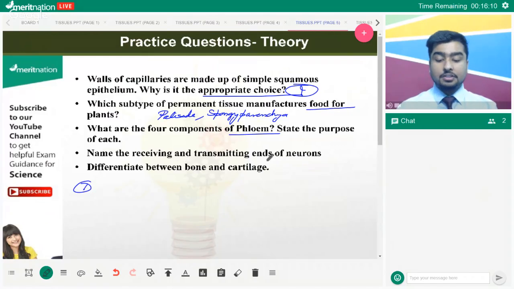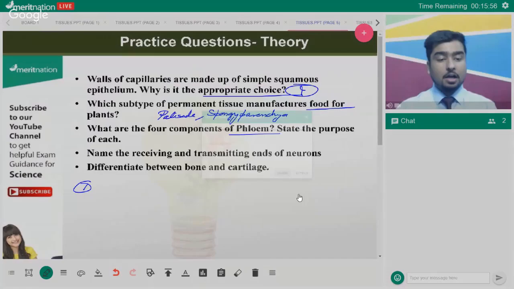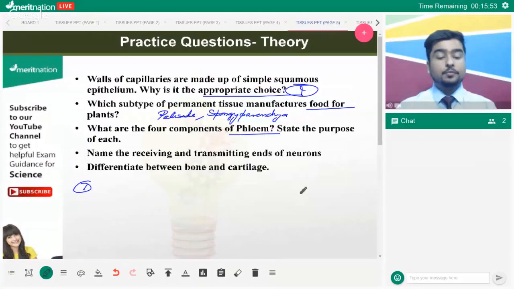And name the receiving and the transmitting ends of neurons. So the receiving end is a dendrite, as you have answered correctly, and the transmitting end is the axon. Chlorenchyma. Okay, see Vardhan, chlorenchyma is just a special name given to a parenchyma which performs photosynthesis. So that is correct. Even chlorenchyma is correct. Or you can simply say palisade parenchyma. Even that is correct.